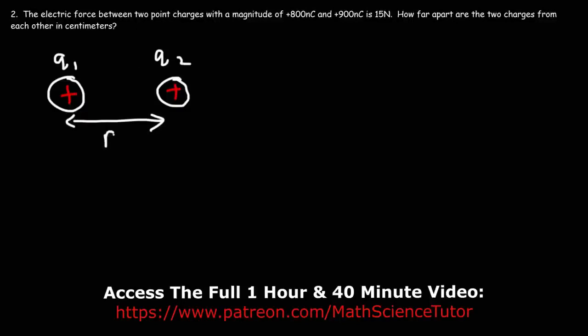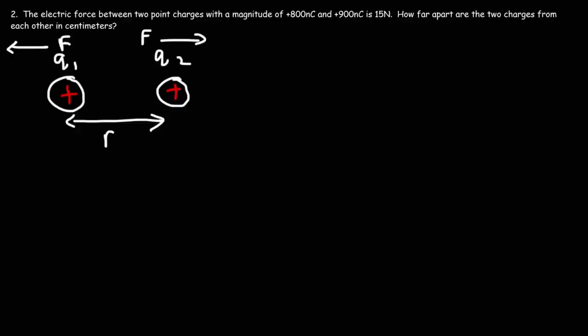We need to calculate the distance between them. And we know the force acting on each of them. Now because these two have the same charges, they will repel each other with a force of 15 newtons. But how can we calculate R? Well, let's start with Coulomb's law. F is equal to K Q1 times Q2 over R squared.